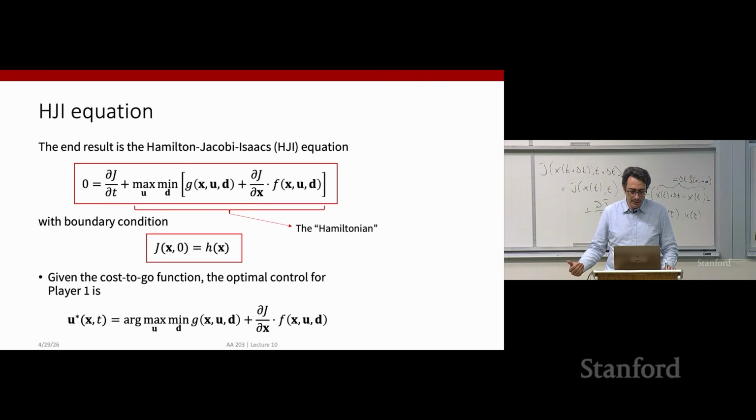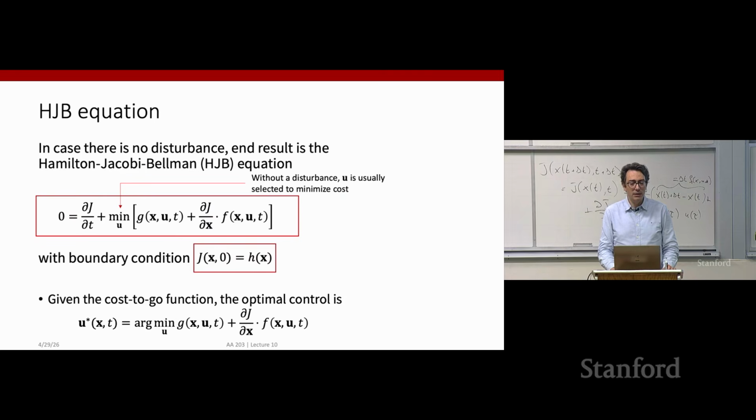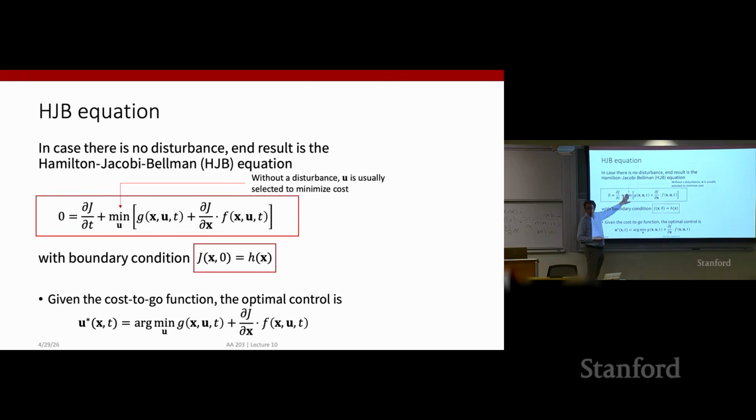We could have done the same thing, and it would have been even simpler. In that case, you get to the continuous time formulation of the Bellman equation. We don't have D anymore because we have removed the disturbance. So we are again in a setting where the dynamics are simply x dot equals f of x, u. But now we're in continuous time. So this is the continuous time extension to the Bellman equation.